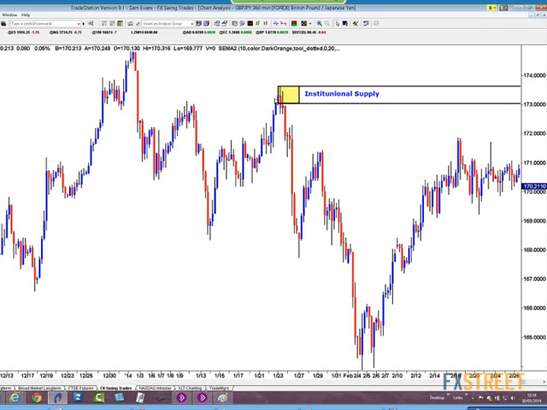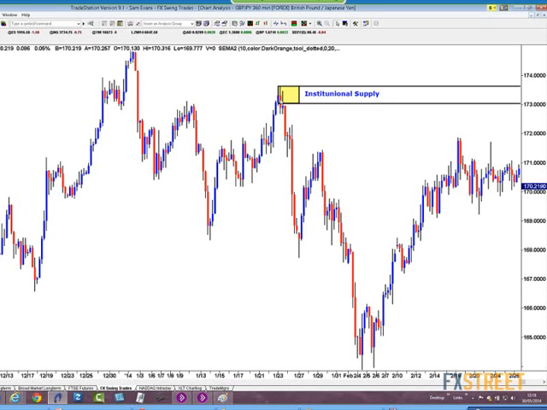Because what this is telling me is in this little base, there was a battle going on between the buyers and the sellers. The sellers won. How do I know that? The sellers won because the buying all dried up and someone was willing to sell more than they were actually able to sell. There were buyers in the area, but not enough to cover all the sellers.